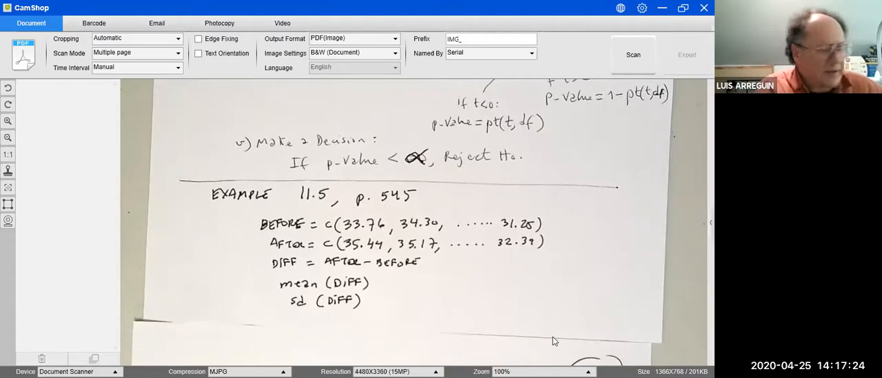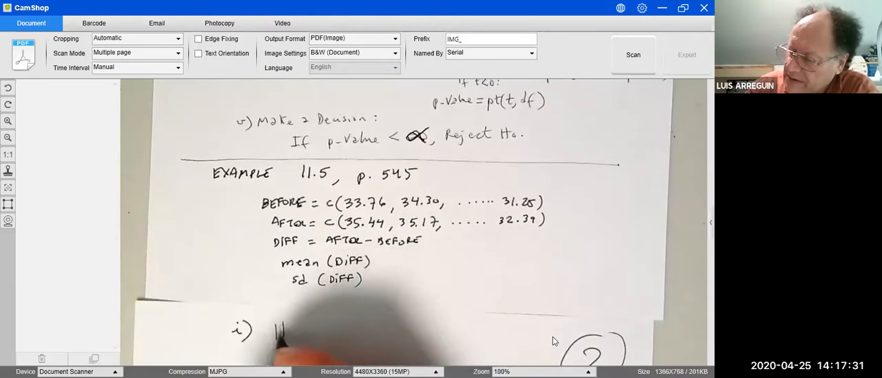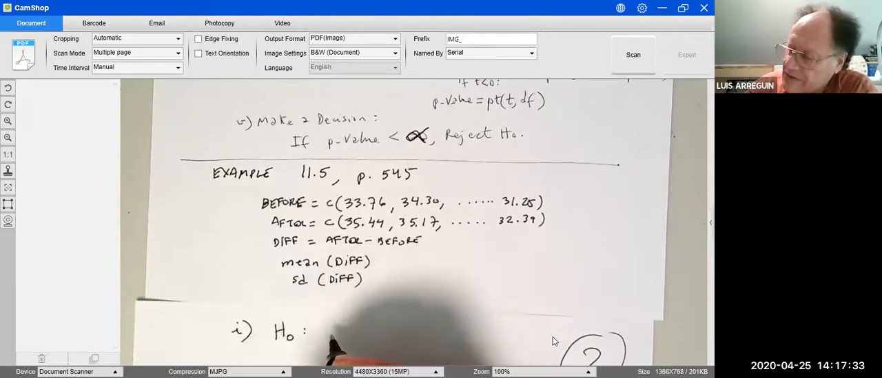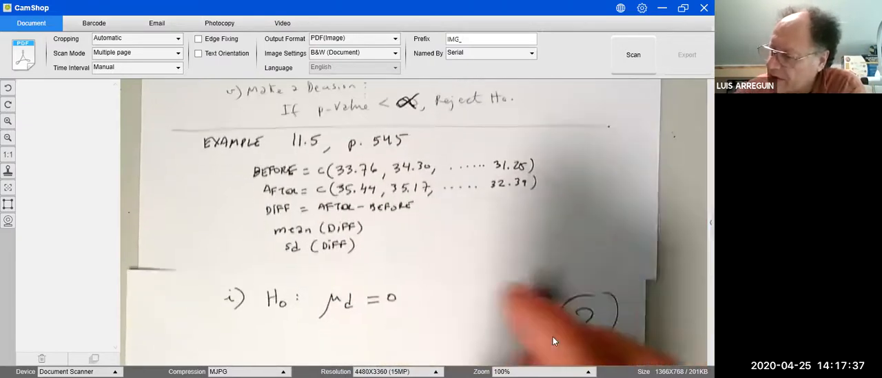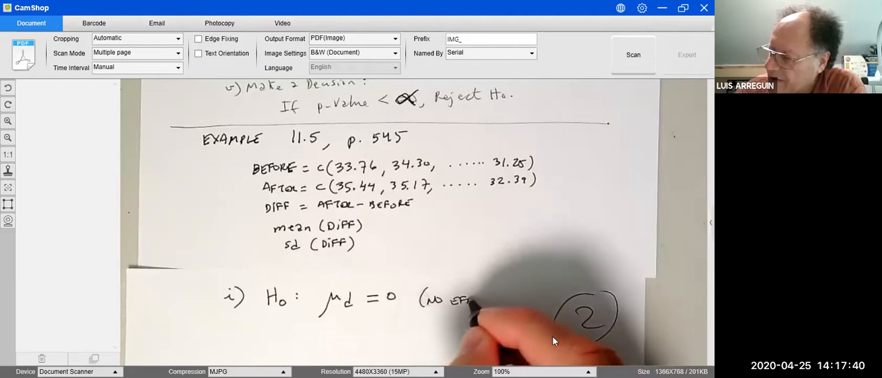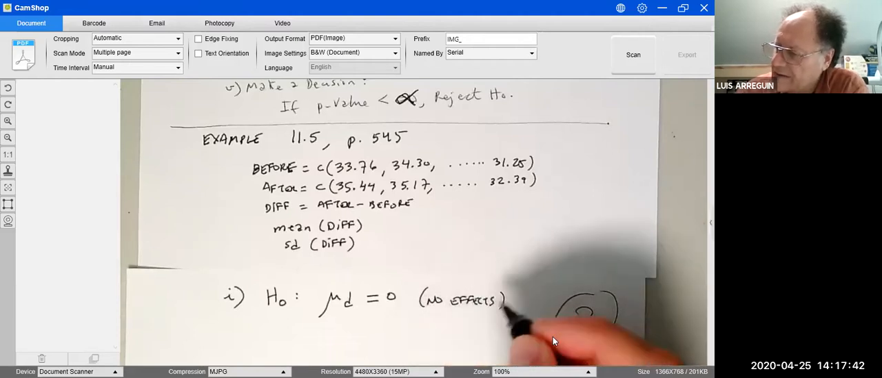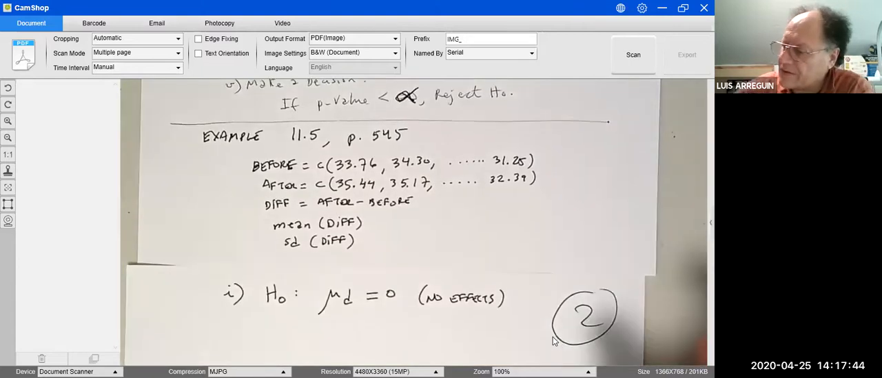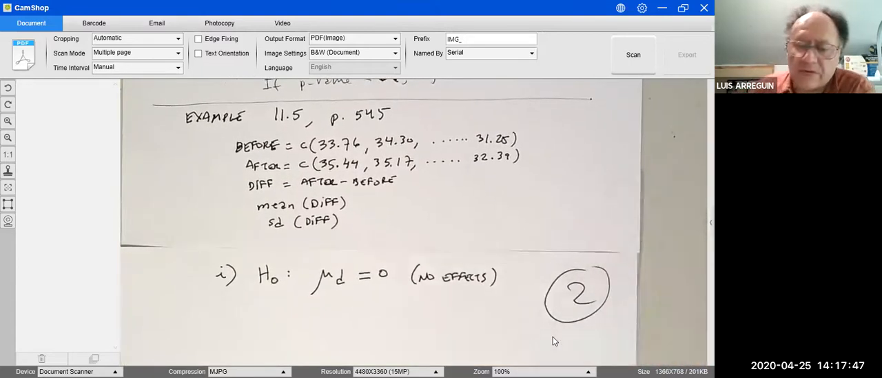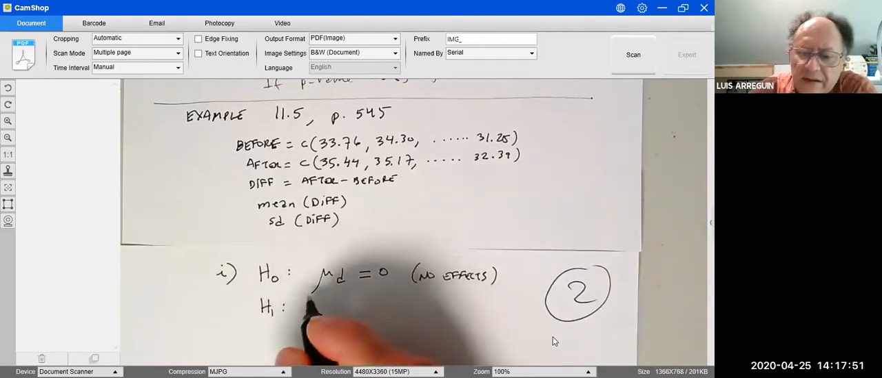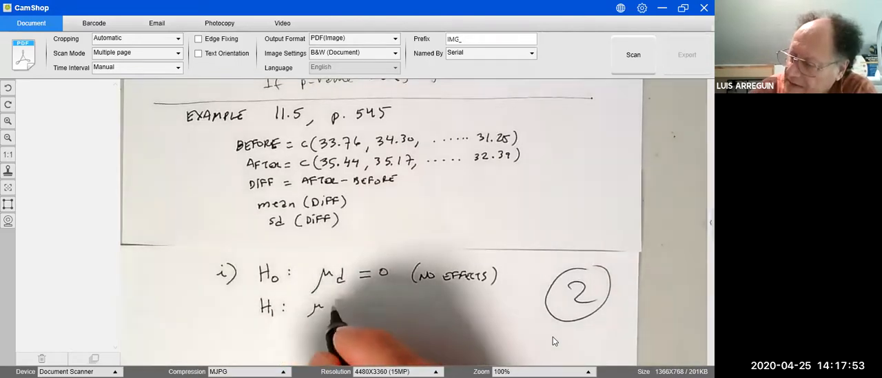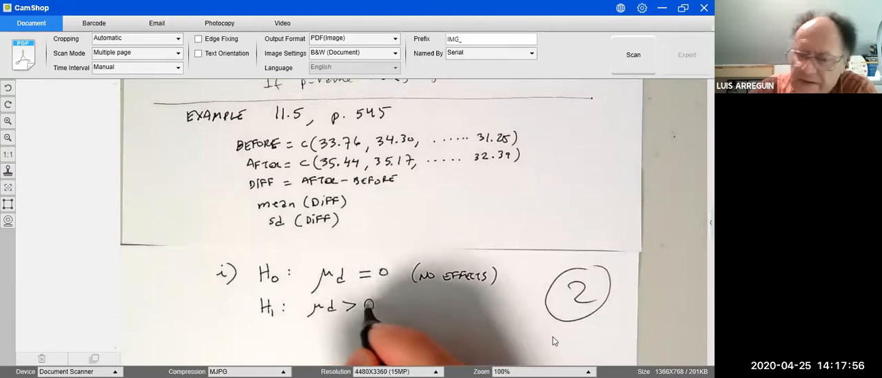Okay, but let's start from the very beginning. So you need to set up your hypothesis. They are giving us the hypothesis. The null is that the mean of the differences is equal to 0. So that means that there are no effects from tuning up the car. The treatment in this case is just the tune-up. And then the alternative is that you're expecting the difference to be greater than 0.